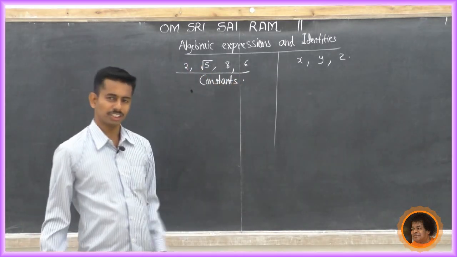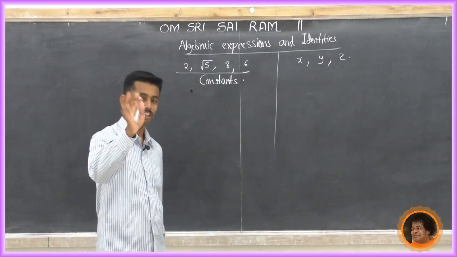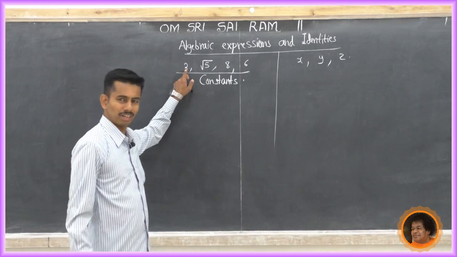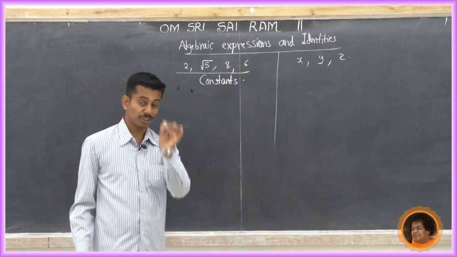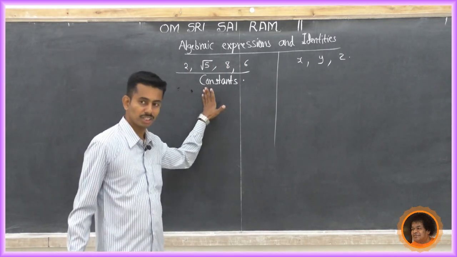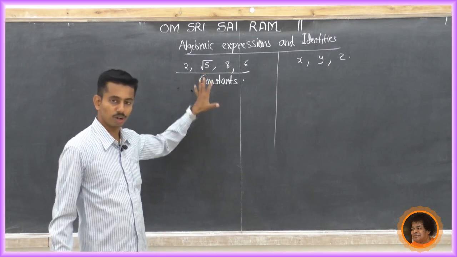What do you mean by constant? A constant is a symbol which has a fixed value. 2, what is the value of 2? It is always 2. Root 5 means it is root 5, 8, 6. So, it has a fixed value. Constant means it has a fixed value. The symbol which has a fixed value is a constant.